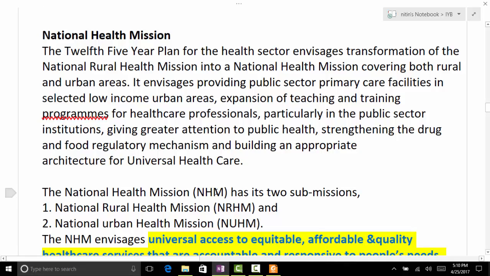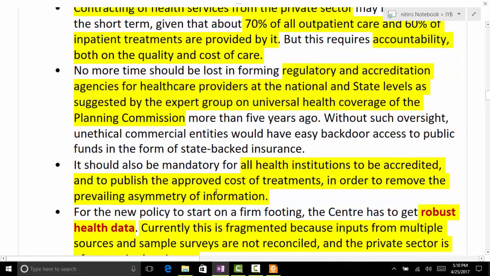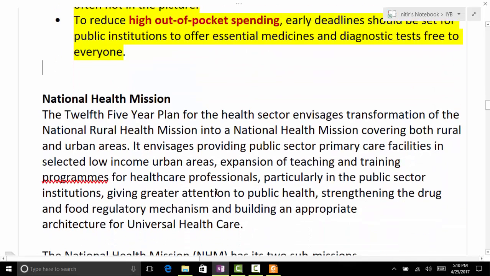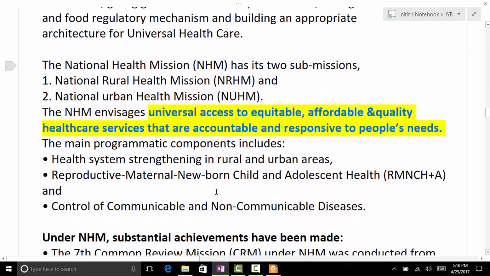Now come to the next, National Health Mission. So read it again. Remember the exact things about health policy. Important for both prelims and mains. Earlier there was the Rural Health Mission and the Urban Health Mission. They were merged into one National Health Mission. So under this National Health Mission, we have two submissions, one for rural, another for urban.